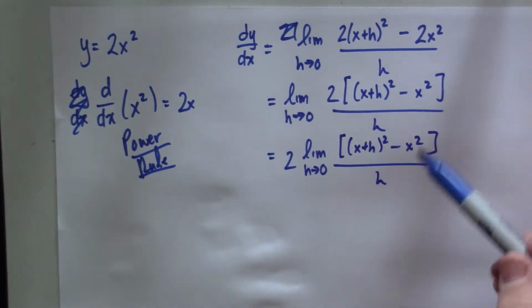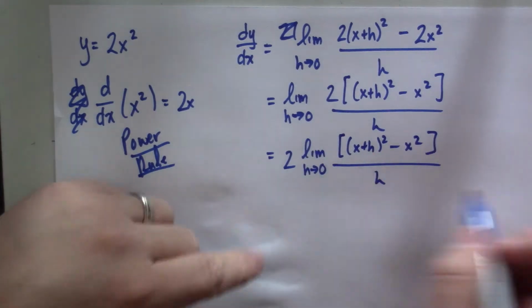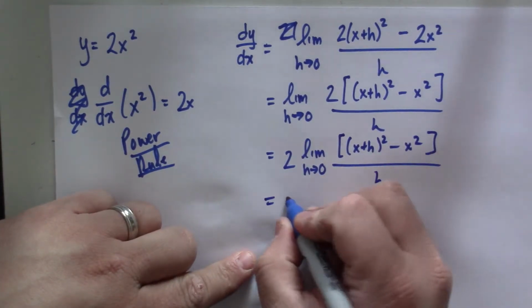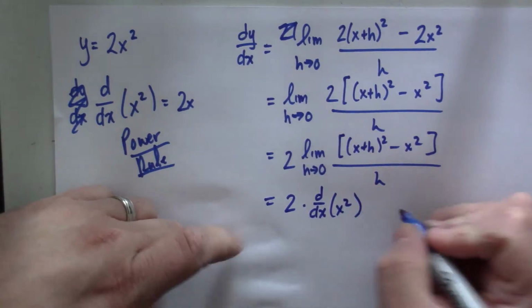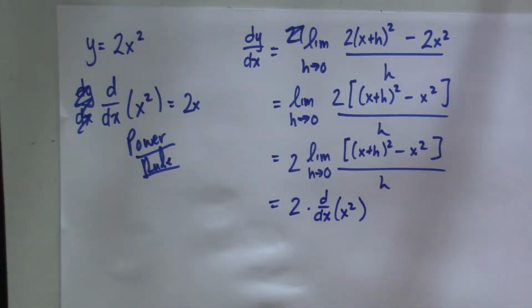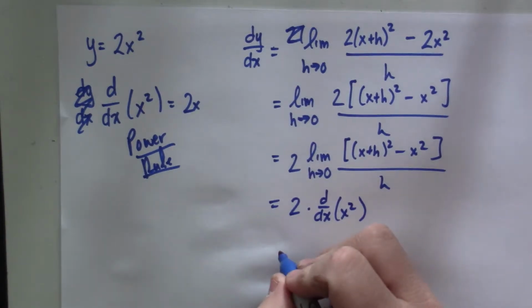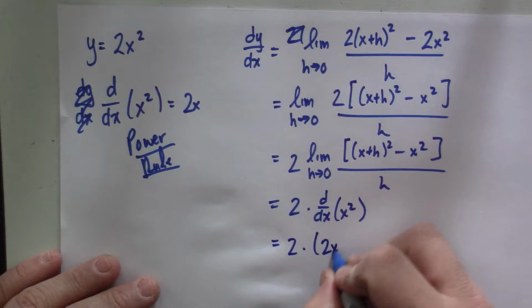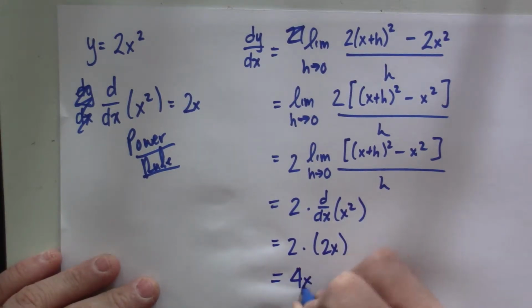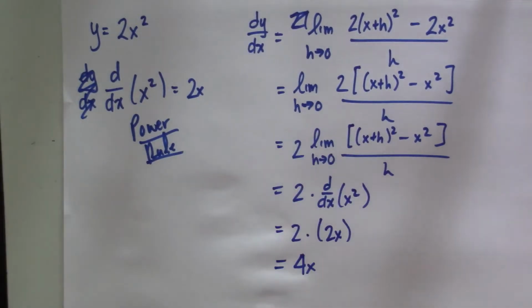And hey, look, this by definition is the derivative of x squared, so that's 2 times d/dx of x squared. Didn't have to do all that horrendousness, and I really just come down to, well, what's the derivative of that? That's 2 times 2x, which is 4x. So with a constant out front, I'm just multiplying through.